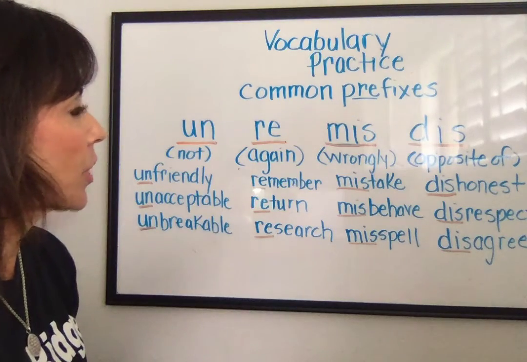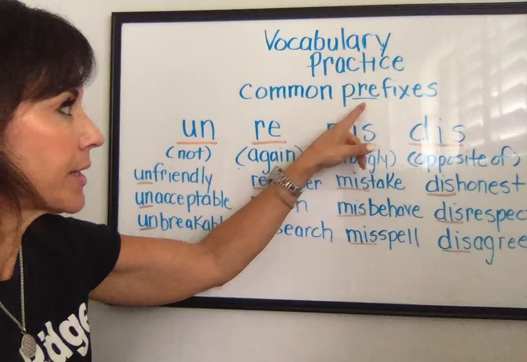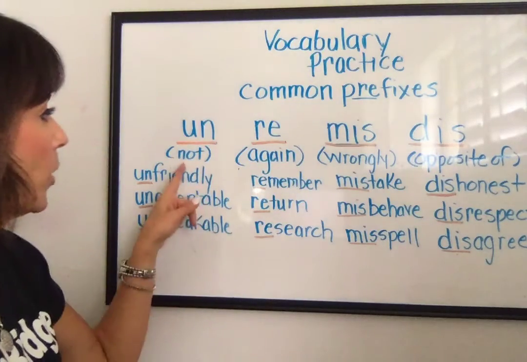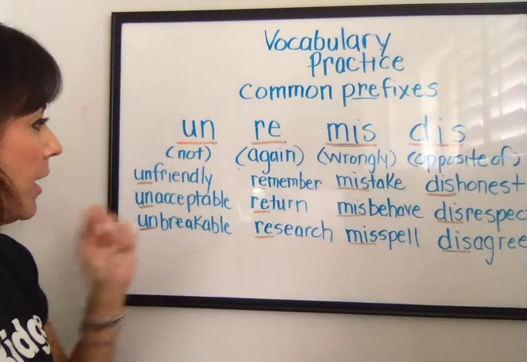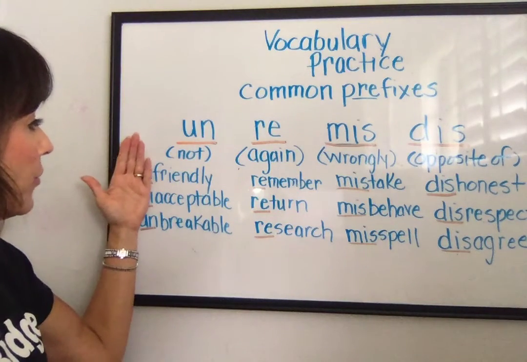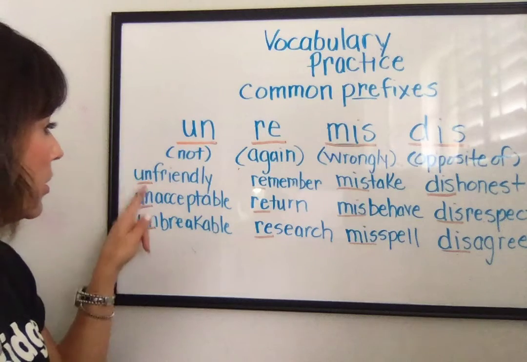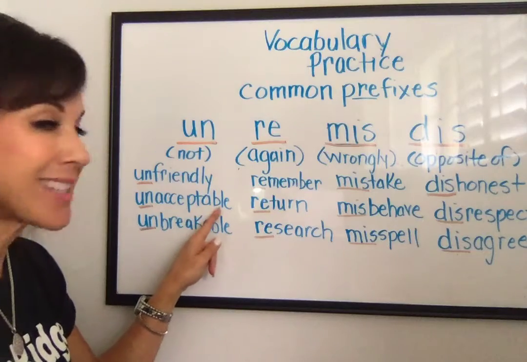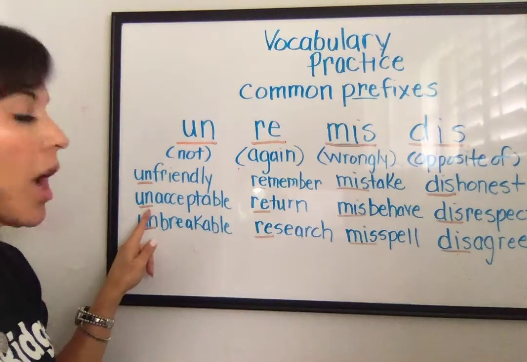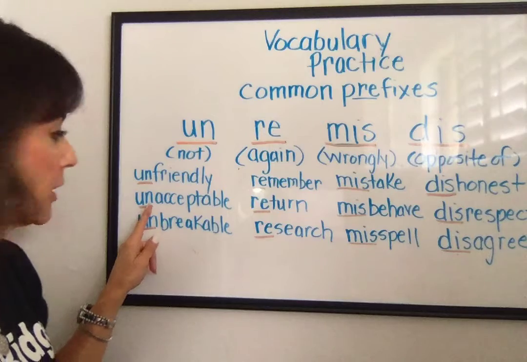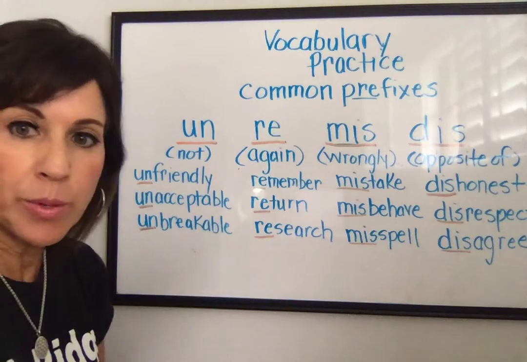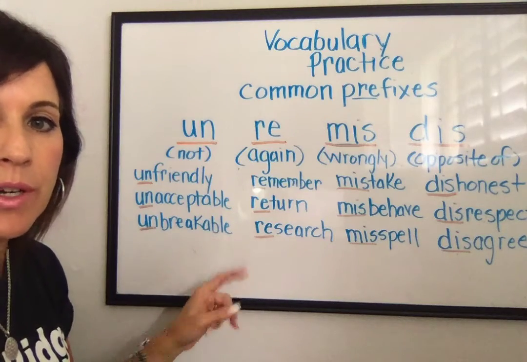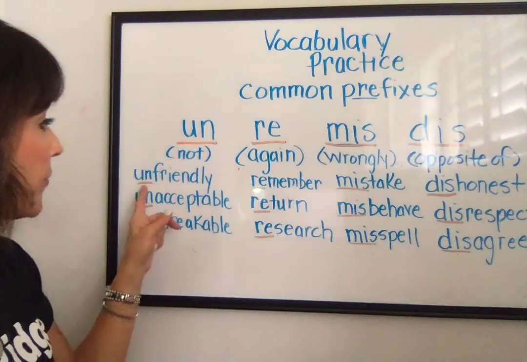All right, so starting with our common prefixes, we're going to begin with the UN. It's un. And what does un mean? Not. Look at how it changes the word. We go from friendly to unfriendly. We go from acceptable to unacceptable. We go from breakable to, actually a good thing, unbreakable. Very good.